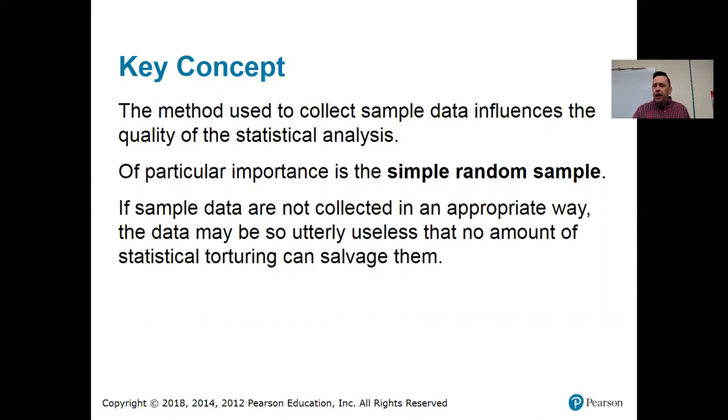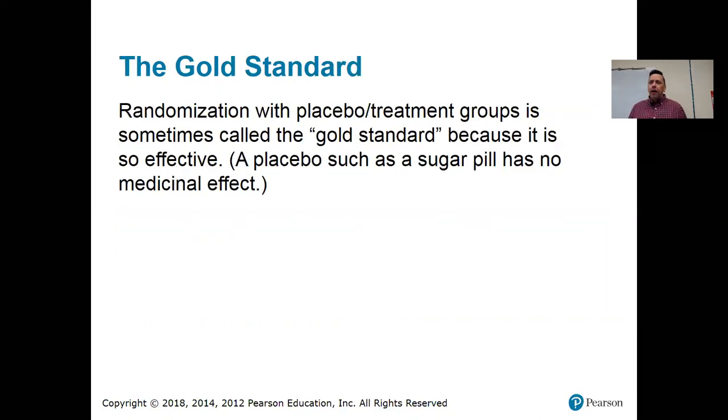If sample data are not collected in an appropriate way, the data may be so utterly useless that no amount of statistical torturing can salvage them. Okay? All right. Randomization with placebo and treatment groups. You may have heard about those in your psychology classes. Sometimes called the gold standard because it's so effective. In case you've never heard of this, this is where you take a group of people and divide them in half, all right?